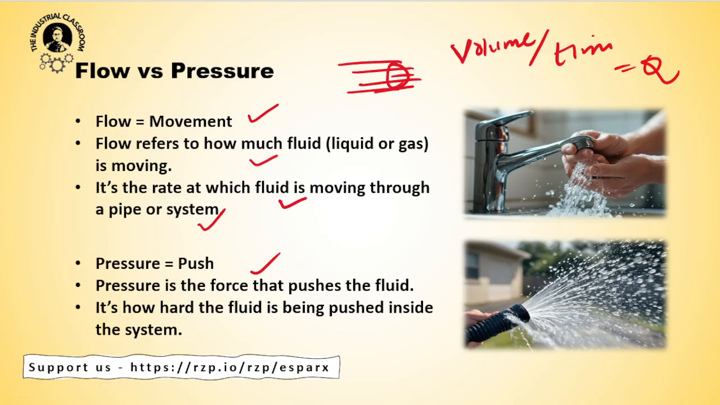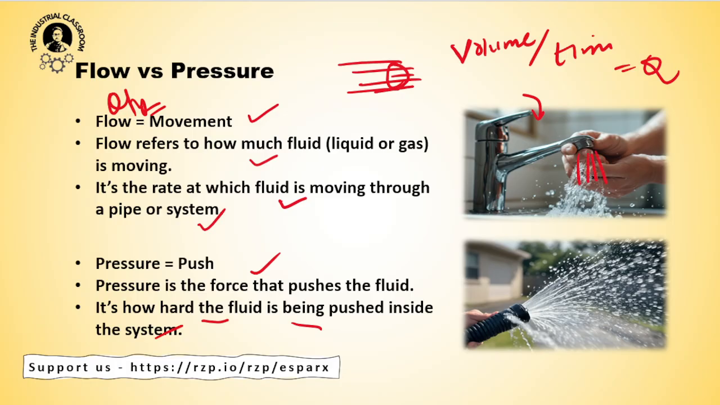Okay, so this flow provides the quantity. Remember, flow provides the quantity, how much volume will be coming out, but pressure provides the push, with how much force it will come out. So it's how hard the fluid is being pushed inside the system. This is the difference between pressure and flow. See, when we turn on the tap, what we do, we increase the flow of the system. The quantity of water coming from this tap will increase.